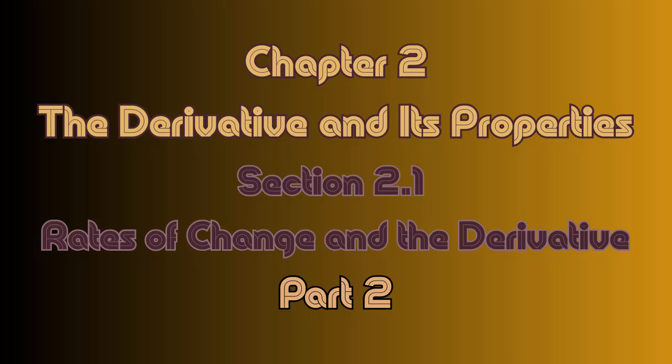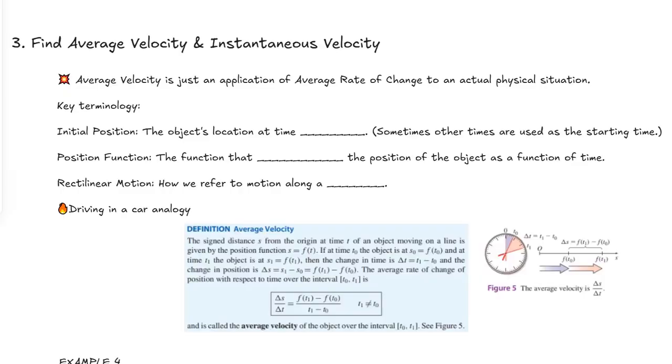Mr. Antonucci here, and in this video we're going to talk about finding average velocity and instantaneous velocity, as well as finding the derivative of a function at a number. So average velocity is simply an application of average rate of change to an actual physical situation.